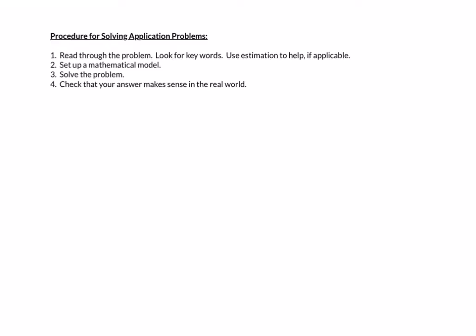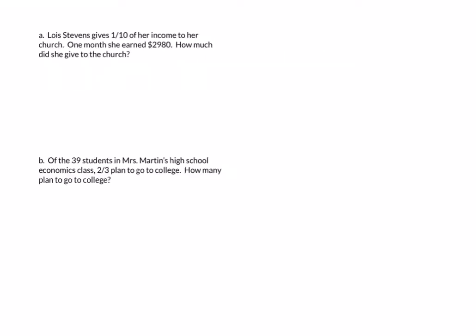So let's go ahead and look at some examples. So example A, we have Lois Stevens gives 1/10 of her income to her church. One month she earned $2,980, and we want to know how much did she give to her church.